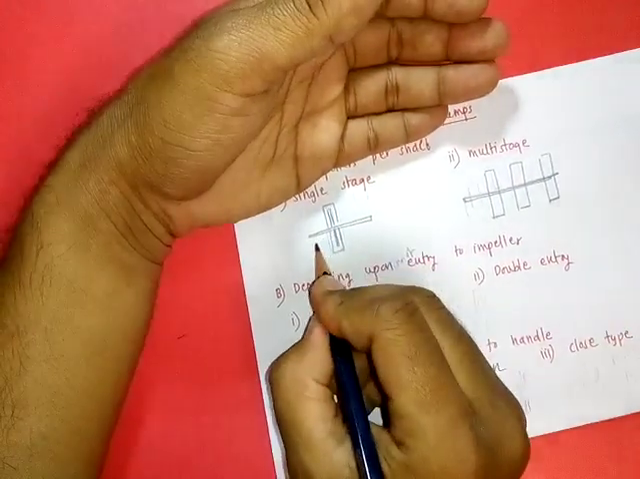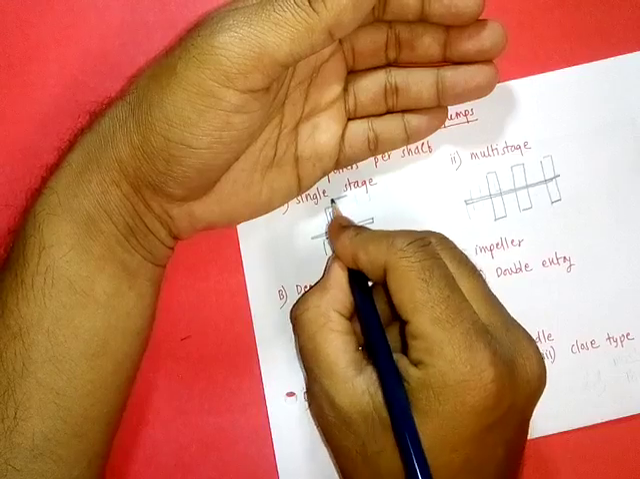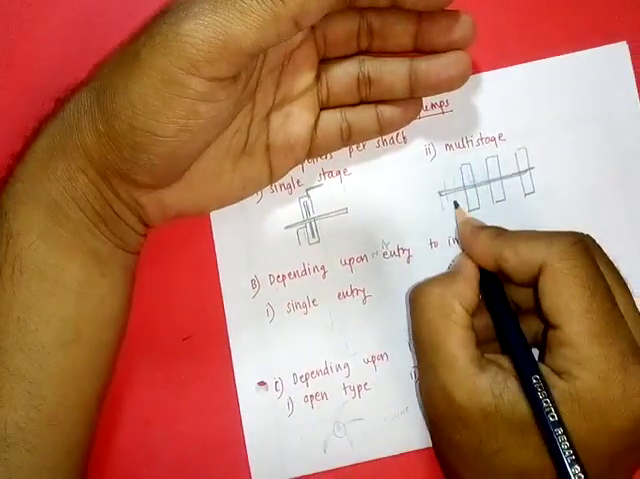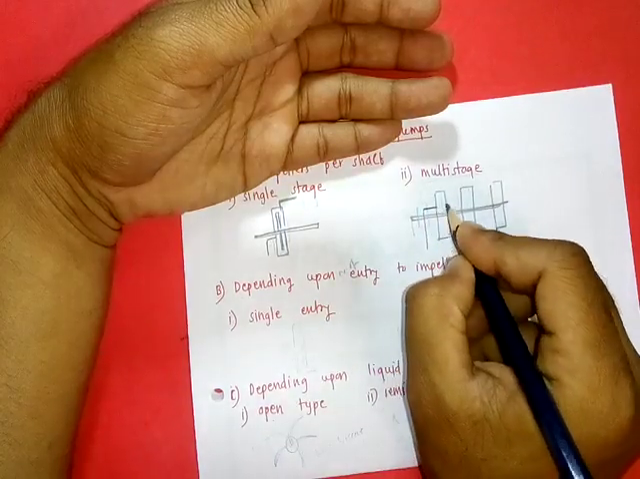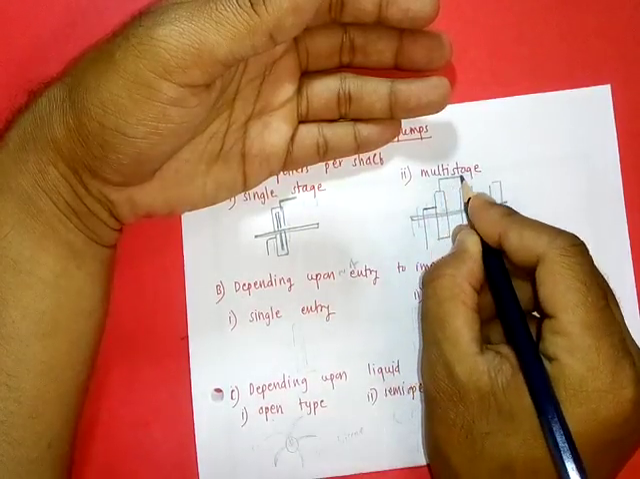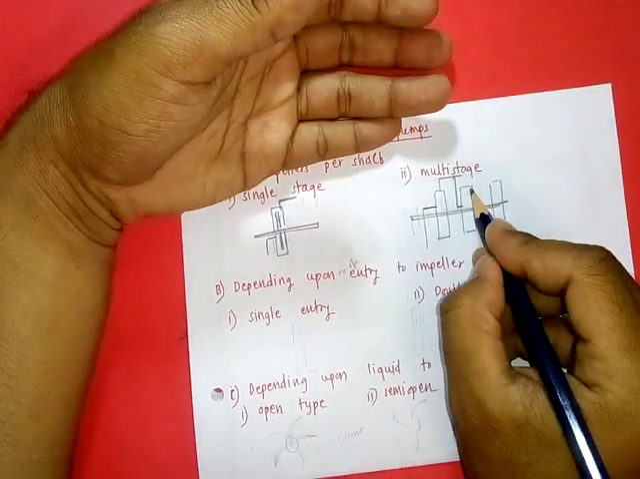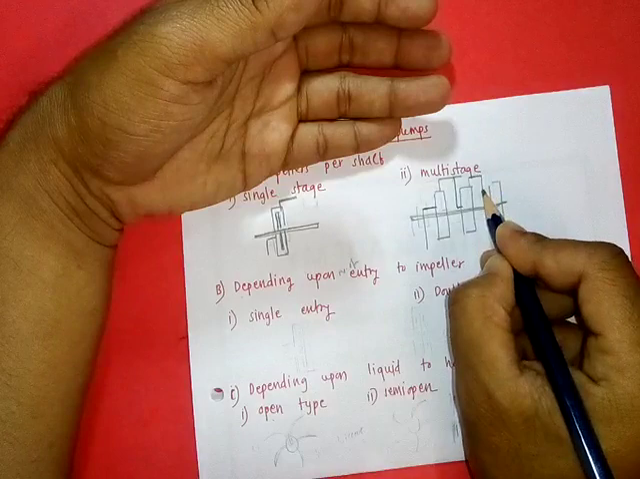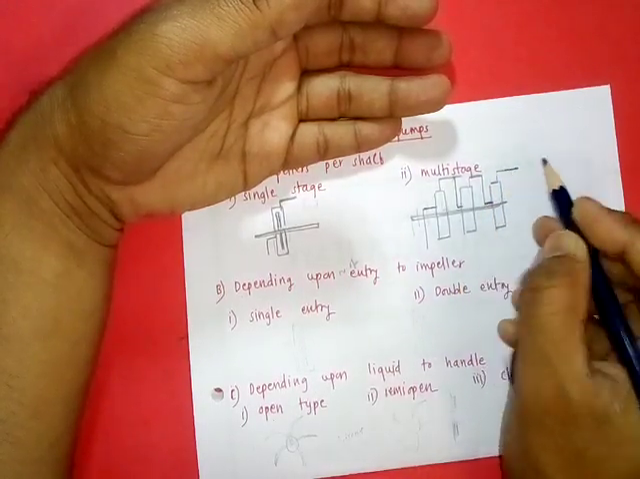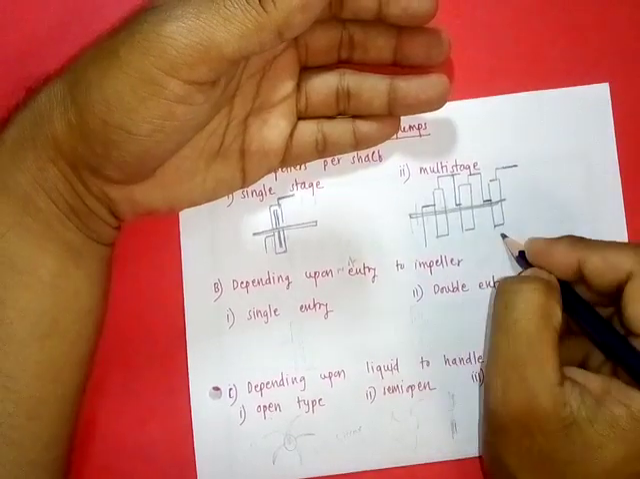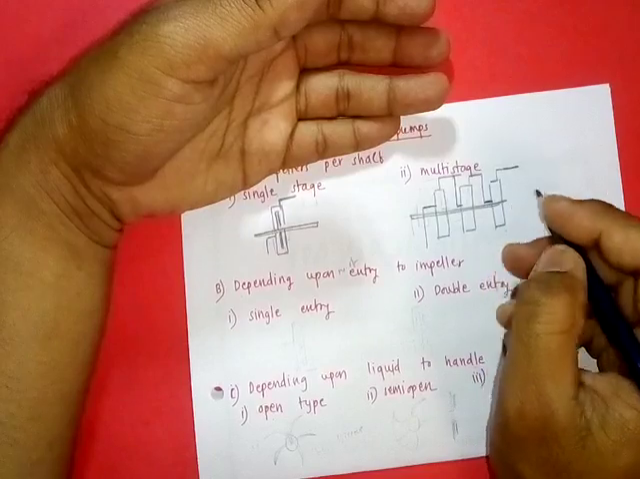In the case of a single stage pump, we take water from some level and deliver it to the destination in a single stage. In the case of a multi stage pump, we initially take water from some level at the first impeller, then discharge from the first pump is connected to the inlet of the second pump. Again, discharge from its outlet is connected to the inlet of the last pump, and lastly it is delivered to the destination. So this multi staging is used to increase the head.